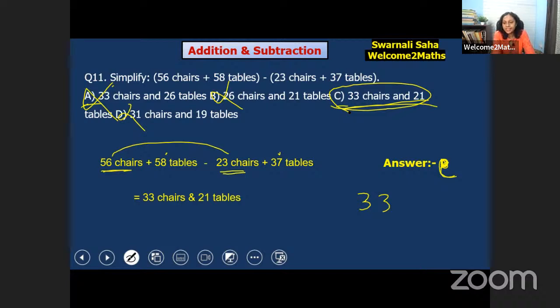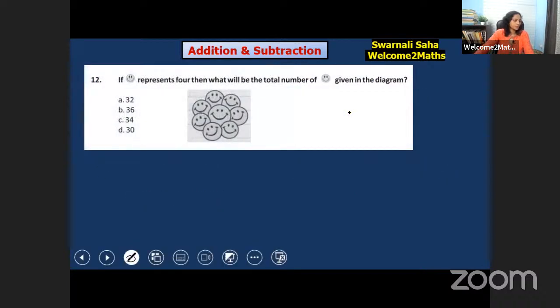Very good. 11C is the answer. Very good. Now let's move on. Let's solve one more question. Very good. 11C. Now question number 12. If one smiley here represents 4, okay, one smiley represents 4, then what will be the total number of smileys given in the diagram?